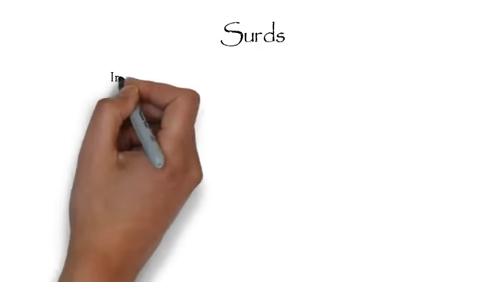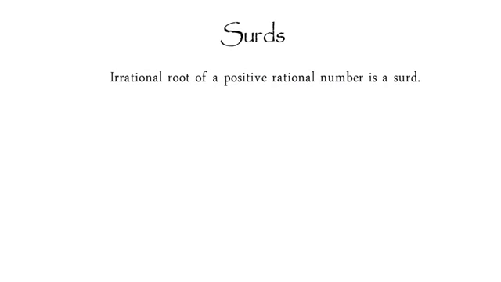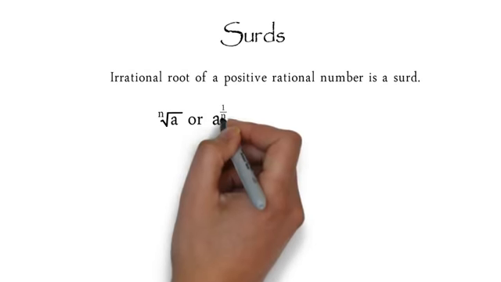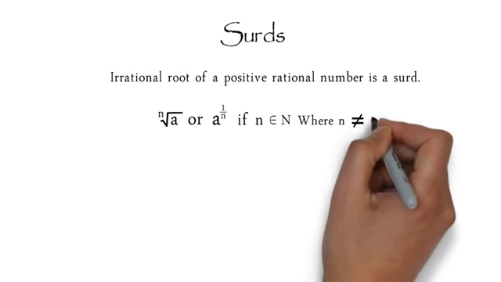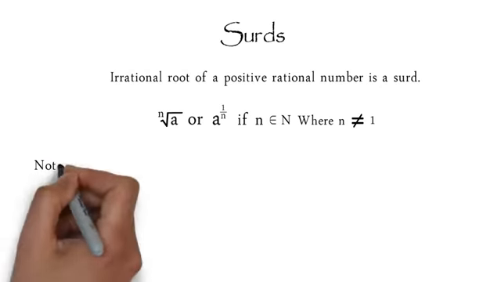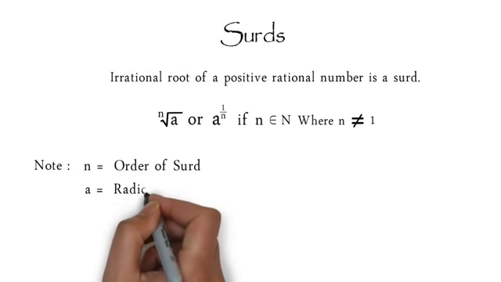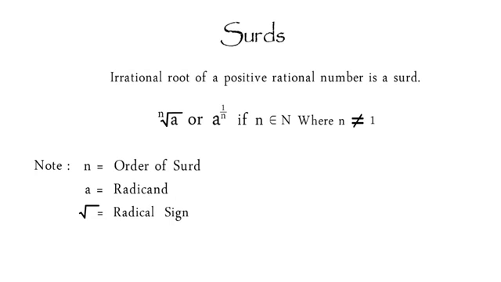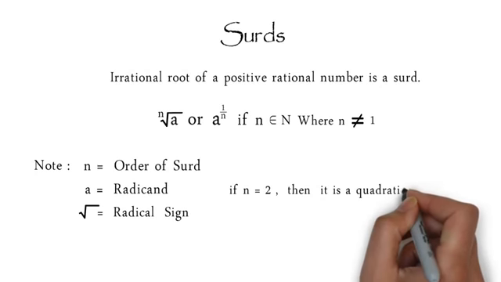Surds. An irrational root of a positive rational number is a surd. nth root of a, or a raised to 1 by n, where n belongs to N and n is not equal to 1. Note, n is the order of the surd, a is the radicand, and the root symbol is the radical sign. If n is equal to 2, then it is a quadratic surd.